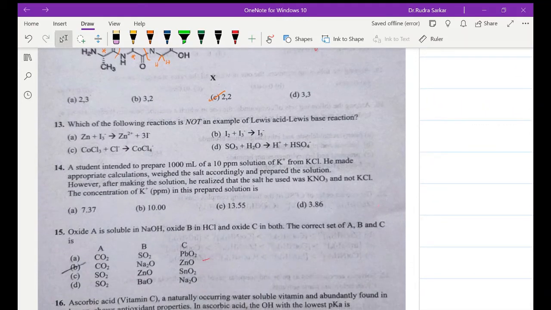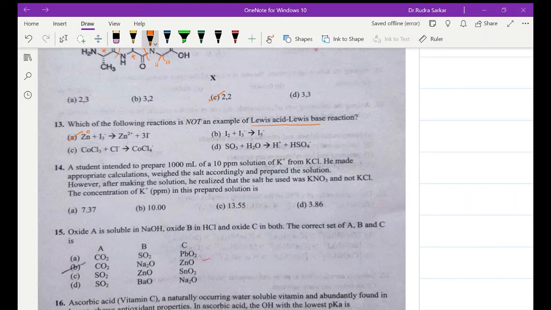Which of the following is not an example of a Lewis acid Lewis base reaction? So this Lewis acid base reaction can never be a redox reaction, first of all. Okay. In a Lewis acid base reaction, the coordination number can increase. Okay. So here we can see in the first option itself, zinc 0 is becoming zinc 2 plus. So this is the correct answer, obviously, over here.